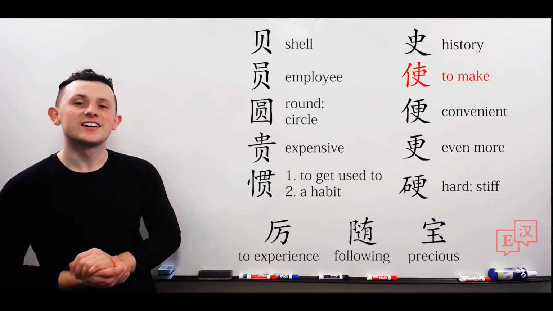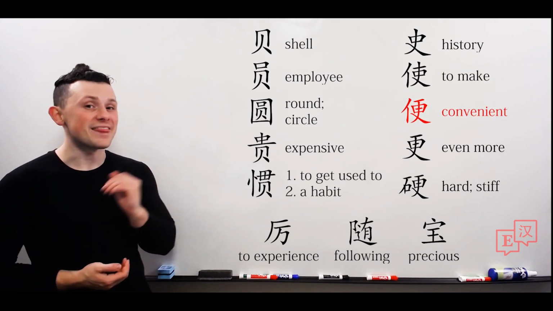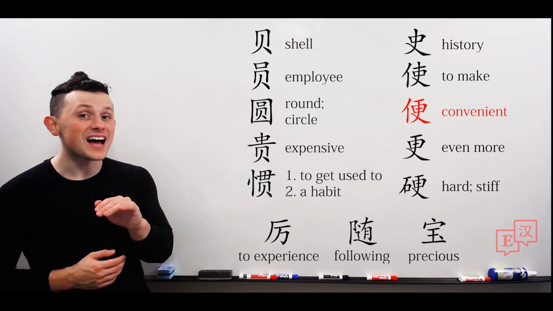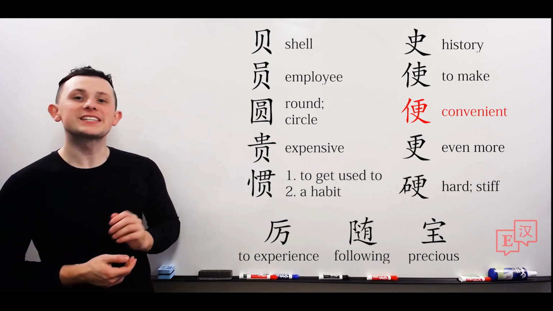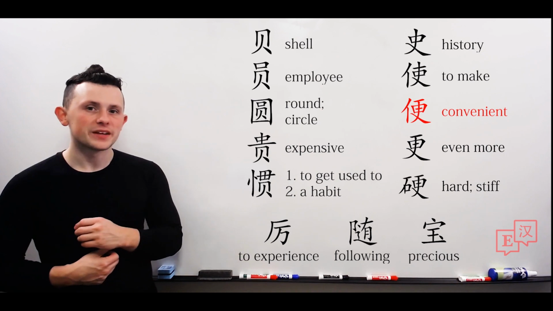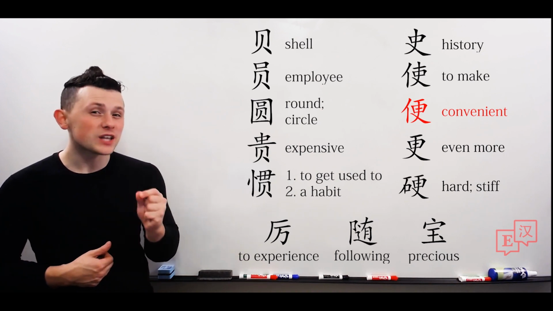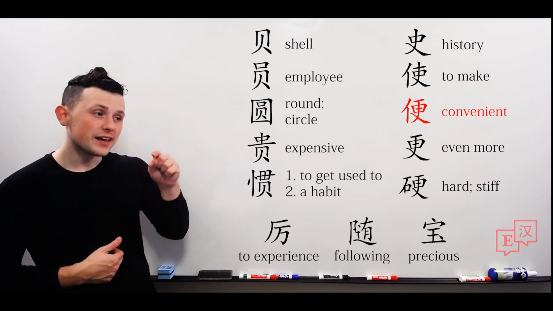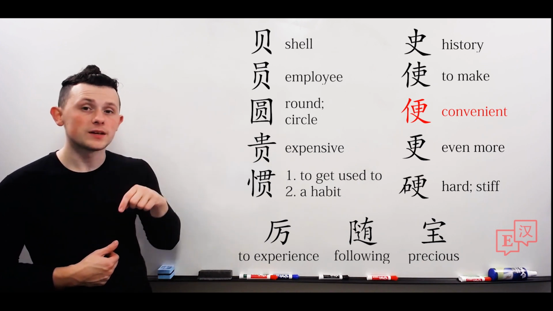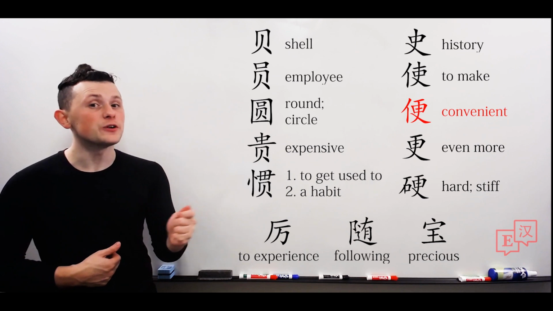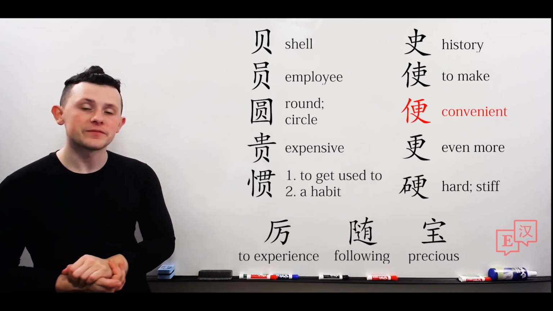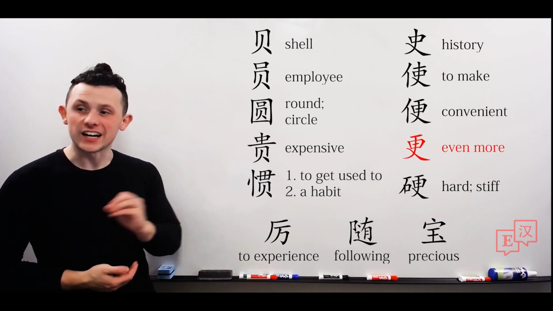使. 便. Much like side, but with a falling tone. This character means convenient. And it's very much like 史 that we just saw, except the line on the top does not pierce through the e, and we have a 田 field instead of a 口. 便 convenient. And lastly, 更.